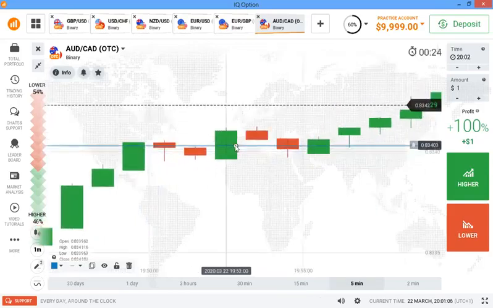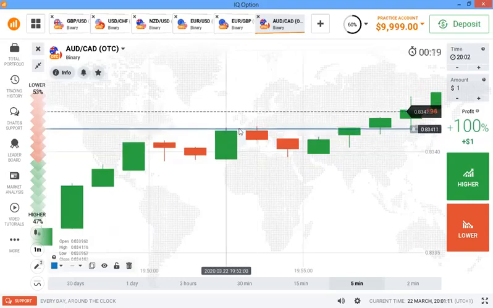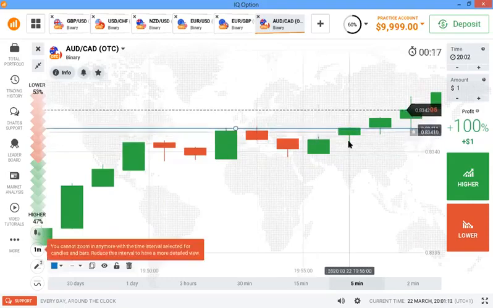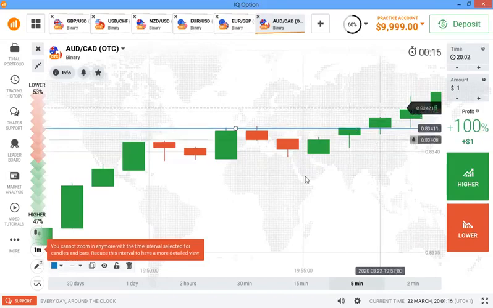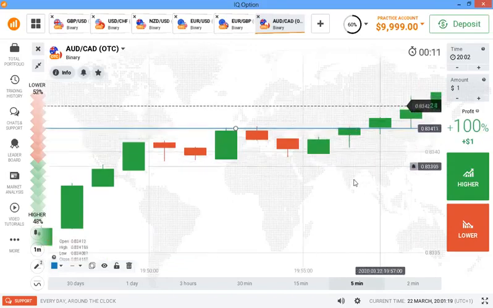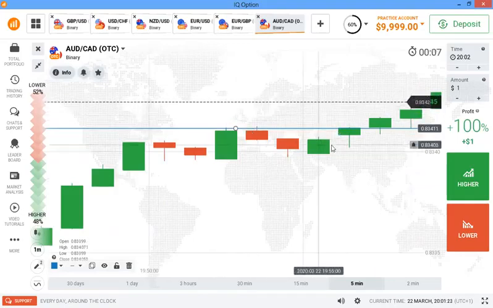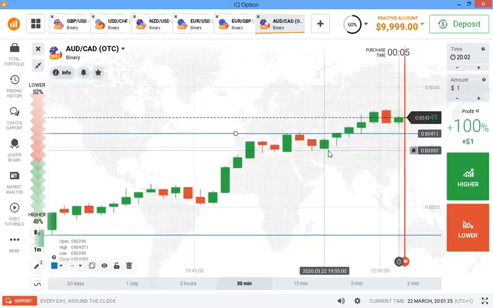Now I want to ask you why this is a level. It's a level. Why didn't this candle reverse? Why didn't this candle reverse? This is a level. Why didn't it reverse? Because of the market formation.